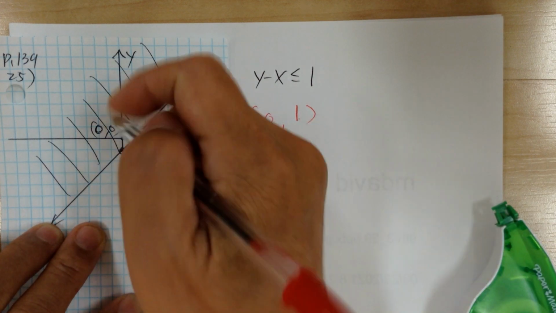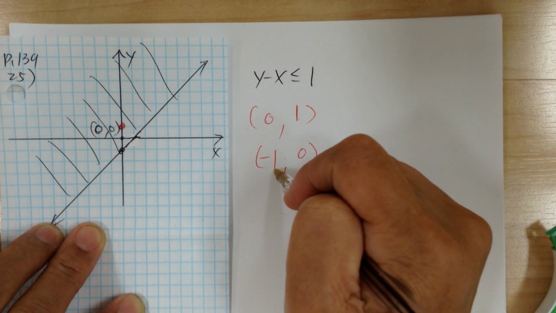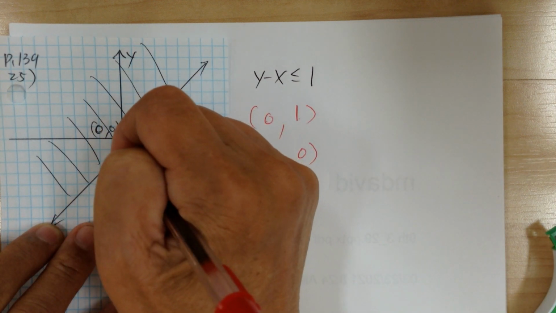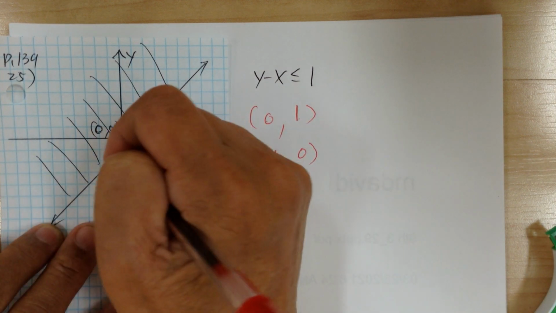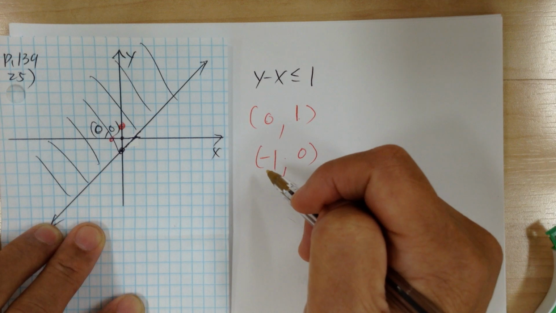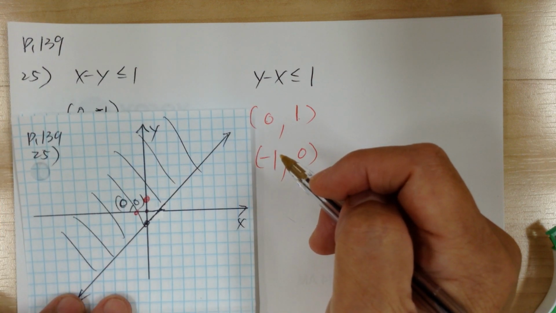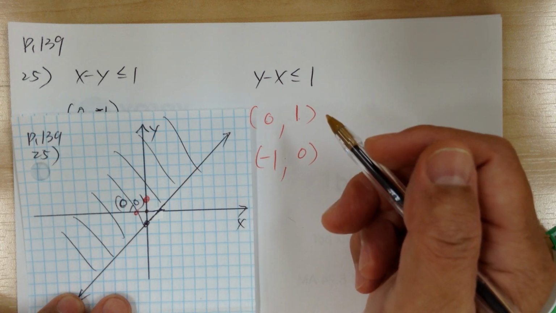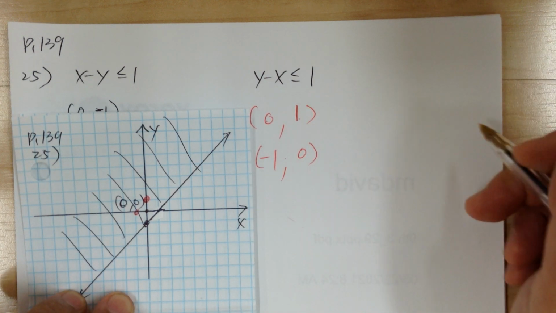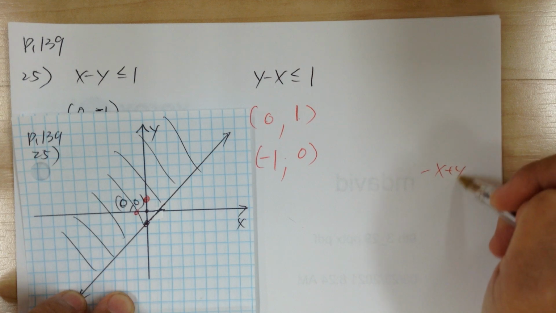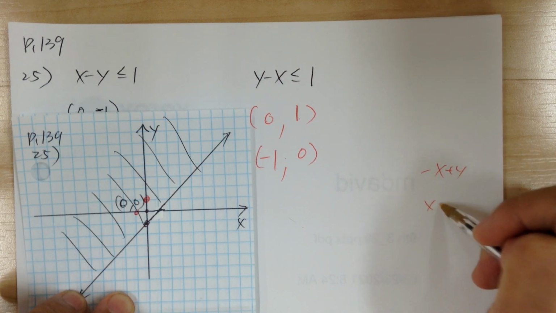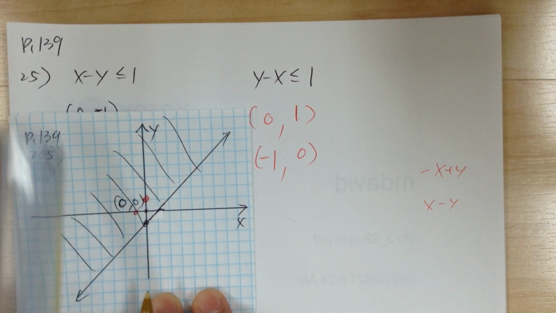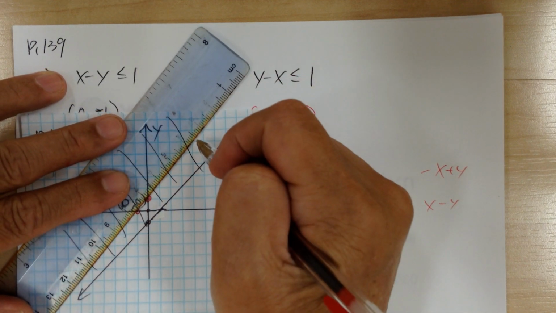Okay, so 0, 1 is right over here. You got negative 1, 0. So you got negative 1, 0 right over here. Okay. Let me double check my answer. Make sure. Yeah, okay. So, and this is going to be a solid line.